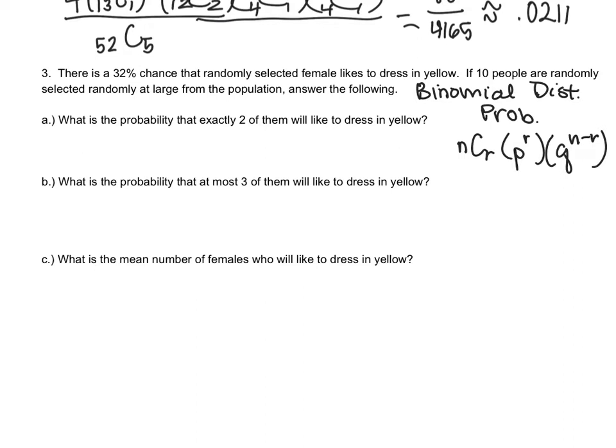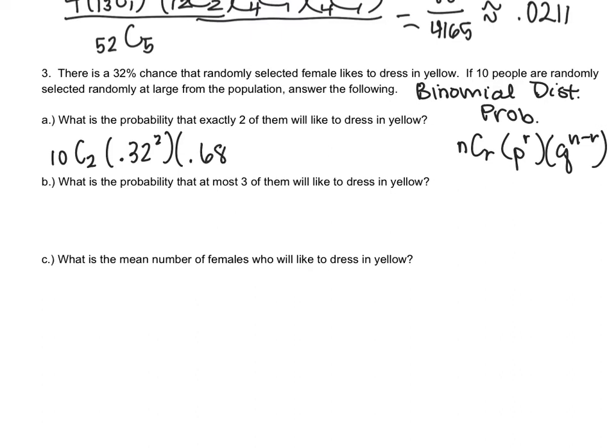Q is the probability of failure. So for our specific example, of our 10 people, we're choosing 2 of them. The probability that exactly 2 of them would like to dress in yellow is 0.32 squared. And then I have to take into account the probability that the rest of them don't like to dress in yellow. So 1 minus 0.32 is going to give us 0.68.